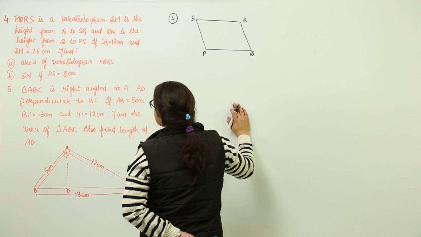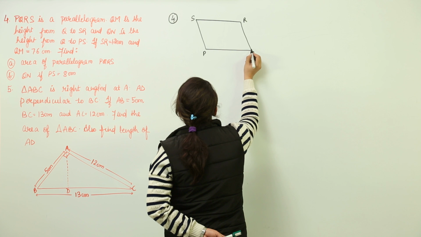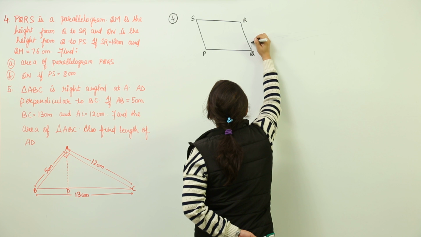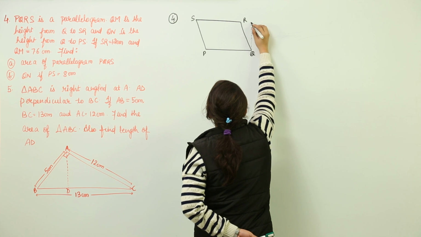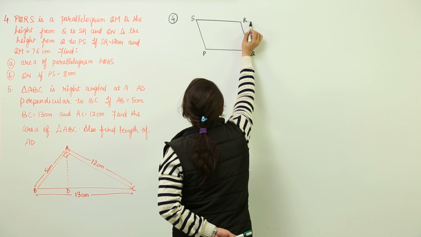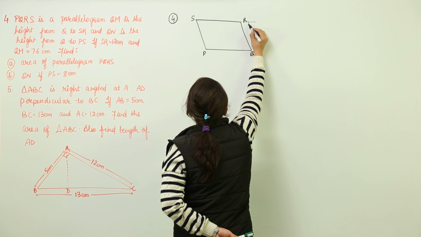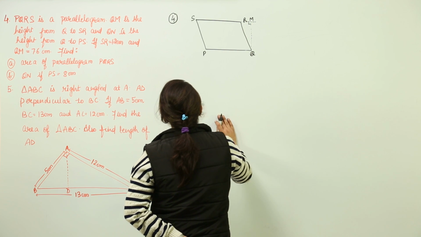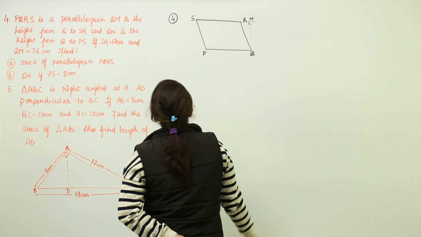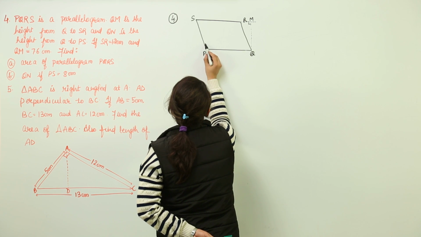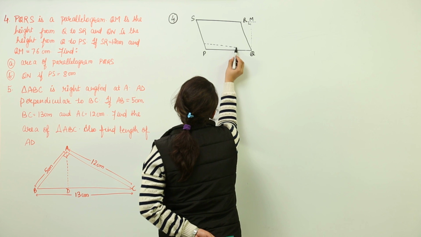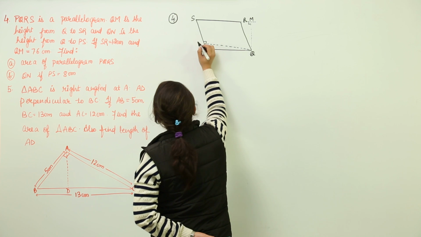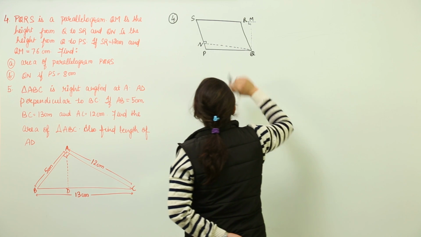We have QM as the height from Q to SR. From Q to SR, we are going to draw a height like this. That is the perpendicular. If you extend SR, you will check that QM is going to be the height for SR. Next we have QN as the height from Q to PS. So again we are going to draw a perpendicular from point Q to PS, that is this one, and this is known as QN, and that was point M.